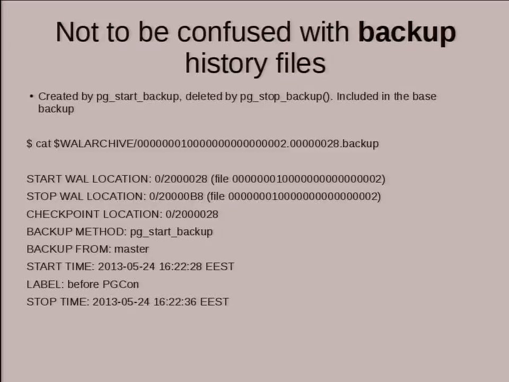Okay? So just to show you what the backup history file looks like, here's one. When you do pg_start_backup, we create a file that looks like this. It's named like that. There's the current xlog segment followed by a location where the backup started, I think. Or maybe it's where it stopped, I don't remember. Dot backup.